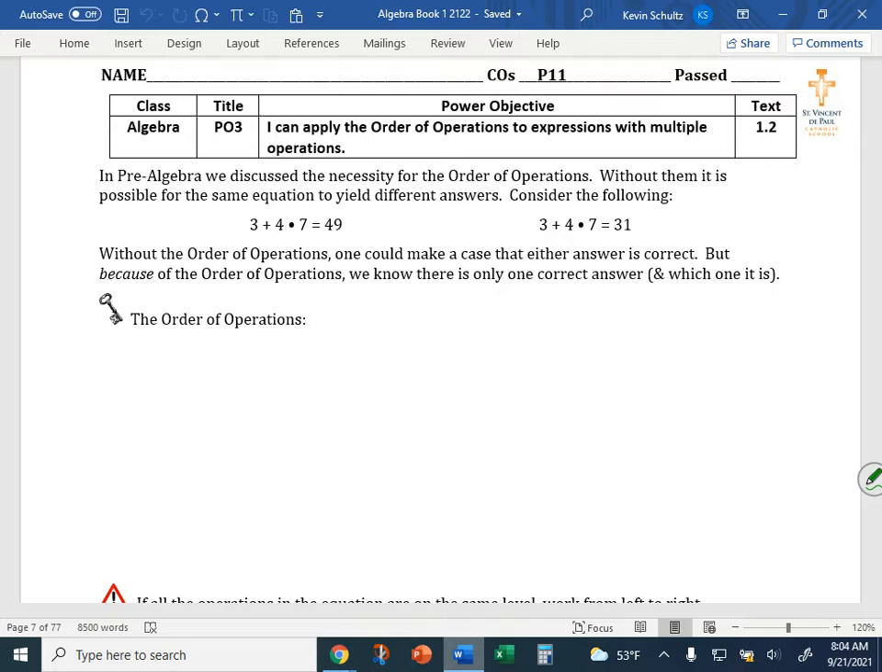Do 3 plus 4 and then multiply that by 7. Sure, 3 plus 4 is 7, and multiply that by 7, you get 49. How could you make a case that 3 plus 4 times 7 is equal to 31? 7 times 4 plus 3 equals 31. Sure. If you multiply first, then you get 28 plus 3 gives you the 31.